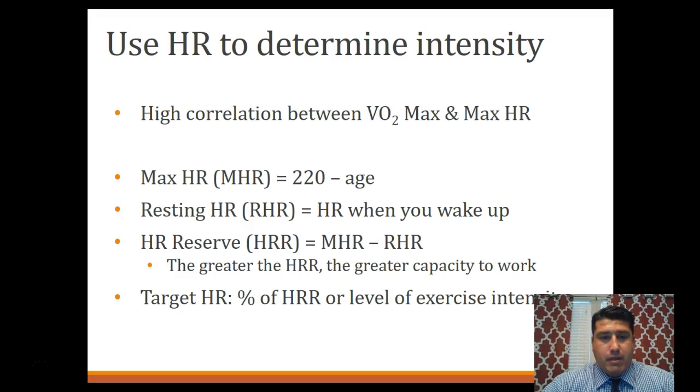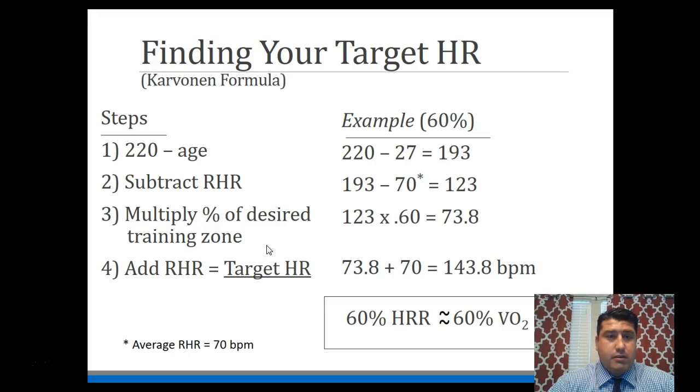So maximum heart rate: in order to determine it, take the number 220 minus your age. So if you're 20 years of age, your maximum heart rate is 220 minus 20, that's 200 beats per minute. Now, in order to determine your target heart rate zone, there's an equation that you have to input all this information into. This is called the Karvonen formula, the Karvonen method. You can see that the first step is taking your maximum heart rate, 220 minus your age, and then you have to subtract your resting heart rate.